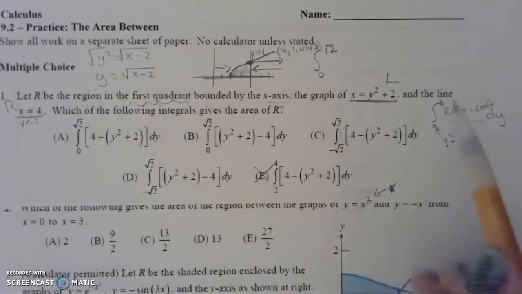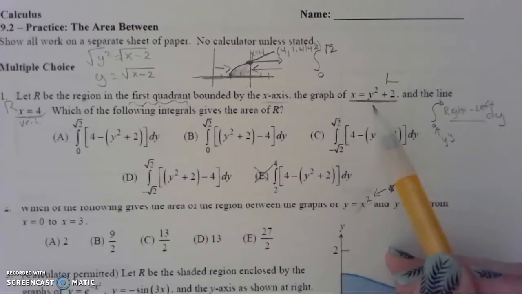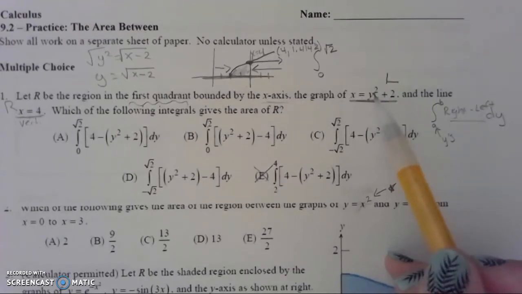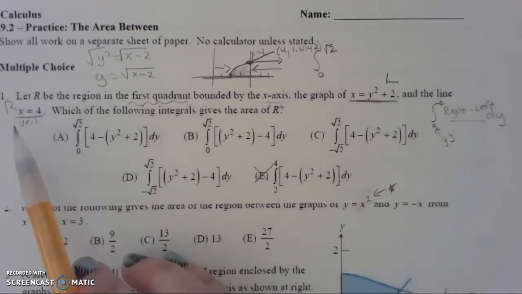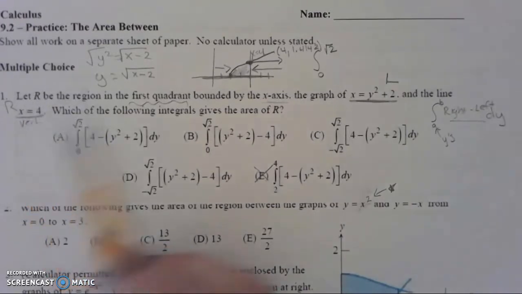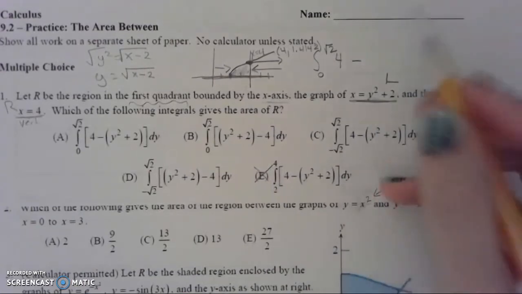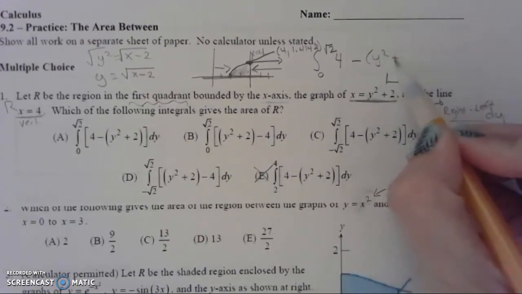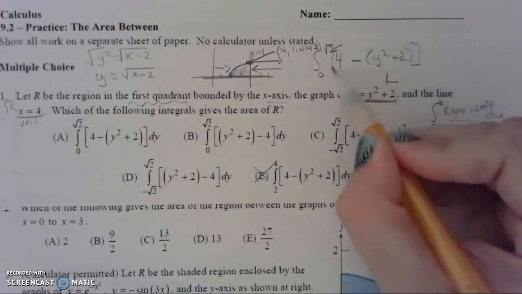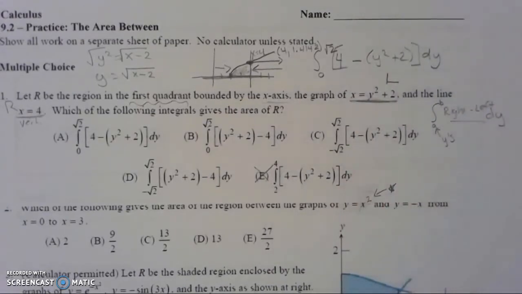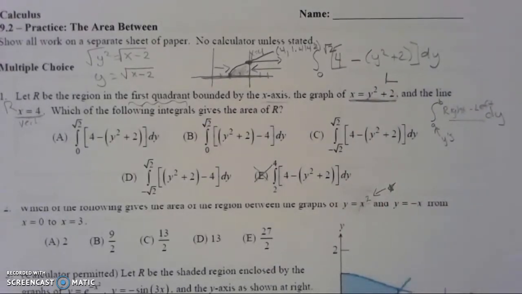Then we just need to make sure that our equation is written in terms of our right function first, which we said was this, and then we're going to subtract out our left function, which was this, and that all needs to be taken with respect to y because the functions are in terms of y. So this first one is actually going to be A.